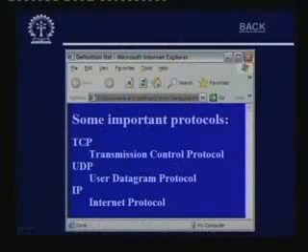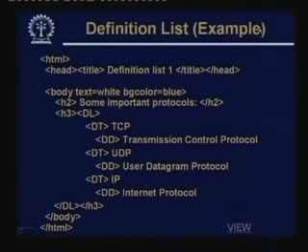Like in this example, as you have seen, when you see it on a browser, TCP appears on one line and Transmission Control Protocol on the second line, but in the compact mode both will be appearing on the same line, only there will be a space in between. Okay. So, there will be the term TCP coming first, then a space, followed by the description. This will be true for other definitions as well. Okay.